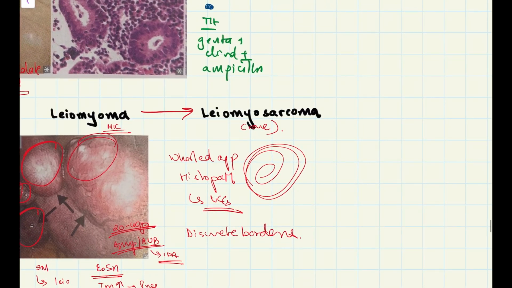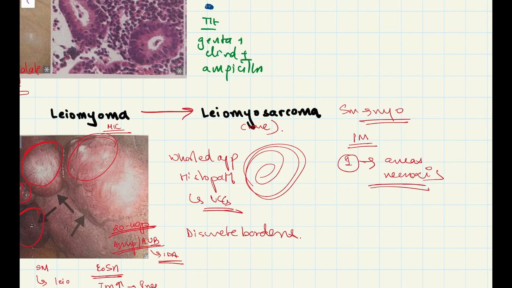Leiomyosarcoma is the proliferation of smooth muscle arising from the myometrium, right? It arises de novo and usually in postmenopausal females. They are usually a single lesion with areas of necrosis. So this completes the discussion on gynae cancers.